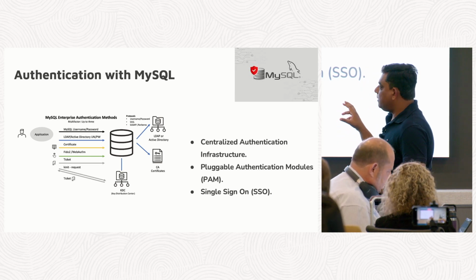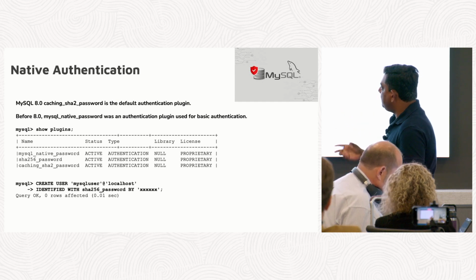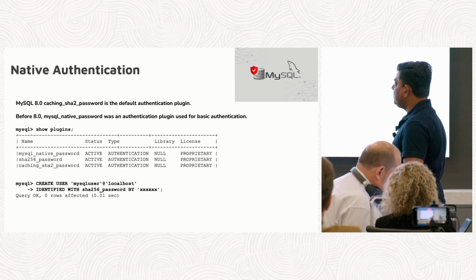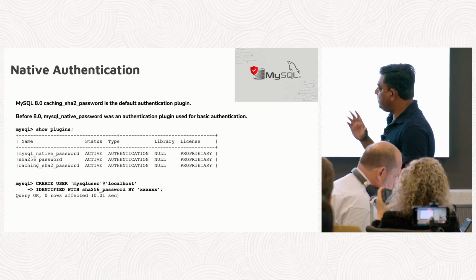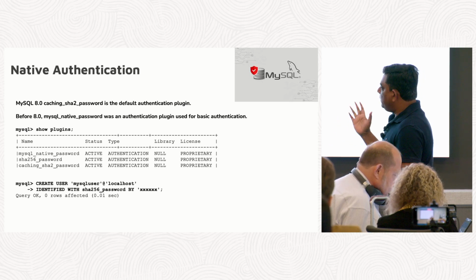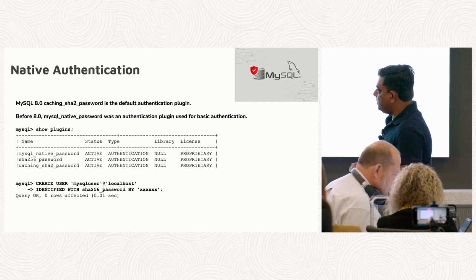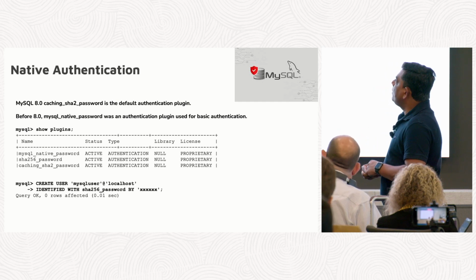In the interest of time, I'll go a little bit fast. The native authentication, everyone knows now. MySQL 8 supports only caching SHA-2 password, which is the default authentication method. If you don't specify anything, that is the method it uses. Even if you create a user normally without specifying anything, it says caching SHA-2. You can specify a different method if you want.